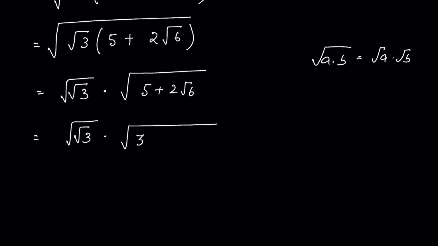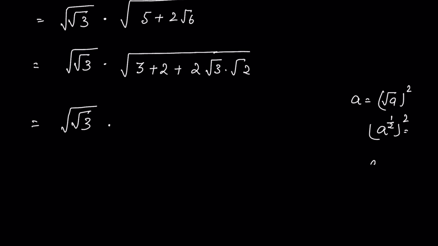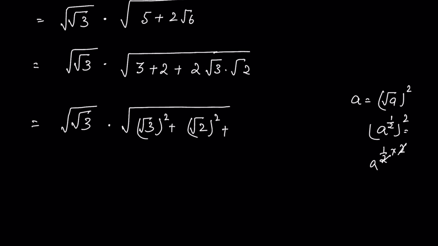Or square root of 3 under square root, then times 5, we can write it as 3 plus 2, then plus 2 times square root of 6, we can write as square root of 3 times square root of 2. Again, square root of a can be written as square root of a squared, because square root means a is raised to the power of 1 upon 2. When we square it, it is a raised to the power of 1 upon 2 times 2, and this 2 and 2 get cancelled. So 3 we can write as square root of 3 squared, plus 2 as square root of 2 squared, plus 2 times square root of 3 times square root of 2, all under square root.